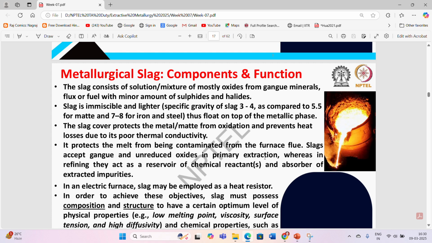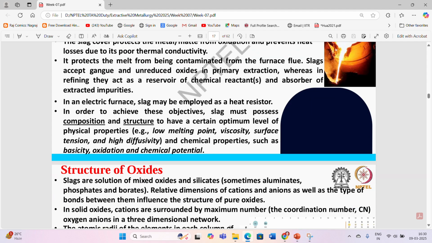The slag cover protects the metal or matte from oxidation and prevents heat losses due to its poor thermal conductivity. At the same time, it protects the melt from being contaminated from the furnace flue. Slag accepts gangue and unreduced oxides in primary extraction, whereas in refining they act as a reservoir of chemical reactants and absorbers of extracted impurities. When we talk about an electric furnace, the slag may be employed as a heat resistor also.